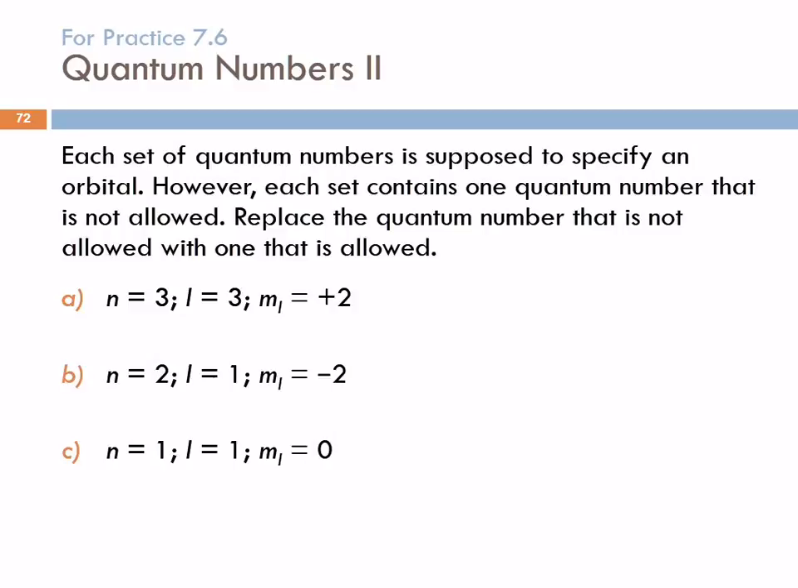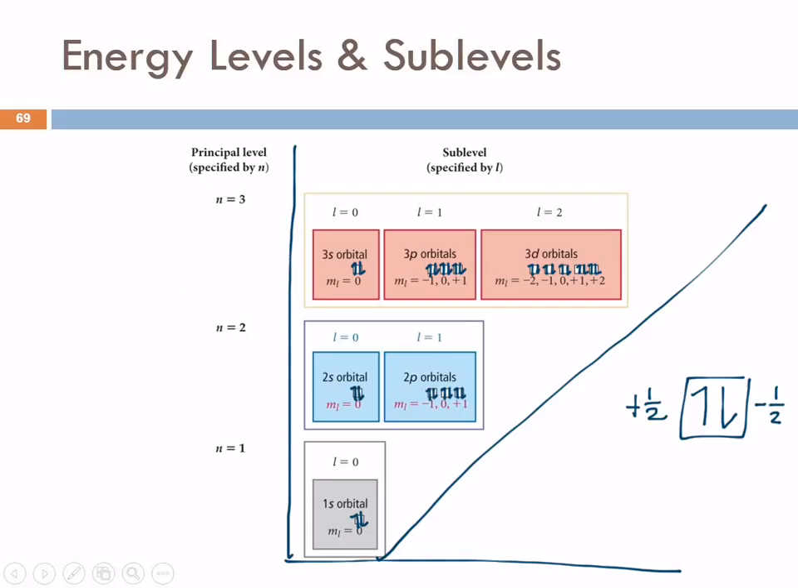Looking at quantum numbers again. Each of these is supposed to specify an orbital, but each of these has one quantum number that's not allowed. We're supposed to replace it with one that is allowed. So this first one, n equals 3, L equals 3, and m sub L equals plus 2. Well, let's go back to our picture here. N equals 3. Okay, well that's allowed. It was 3. N equals 3, that's allowed.